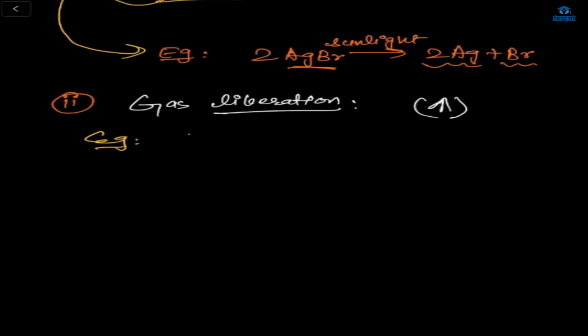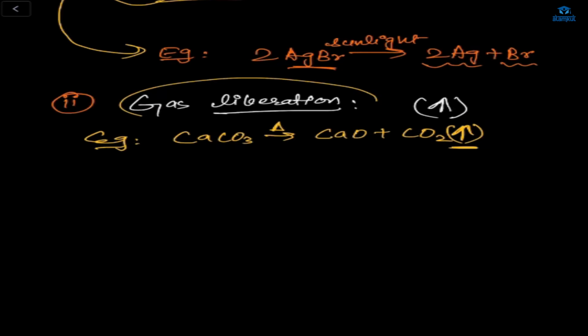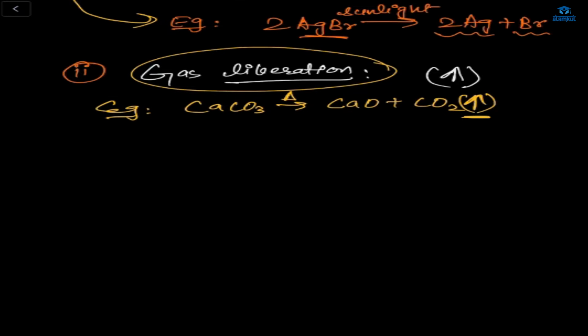CaCO3. If we heat calcium carbonate, what will we get? CaO and CO2. And in the liberation one, the arrow will go upside, meaning CO2 evolved, because CO2 is a gas. CO2 is evolving, so we will use the upside arrow, because we are studying gas liberation. Liberation means evolving of a gas. Got it? Any doubt you can ask me.